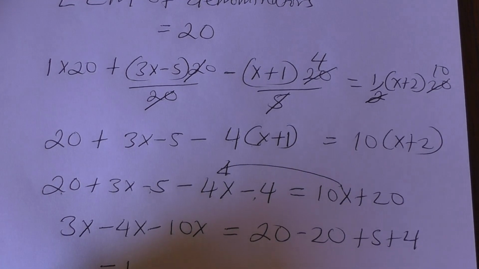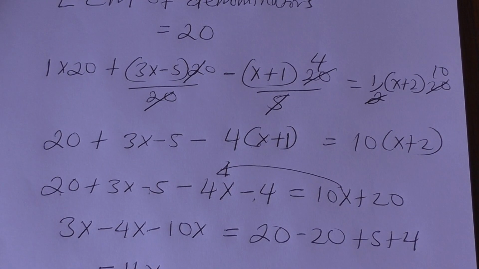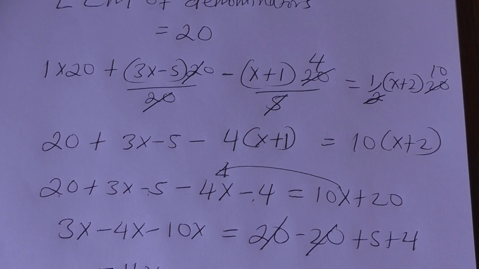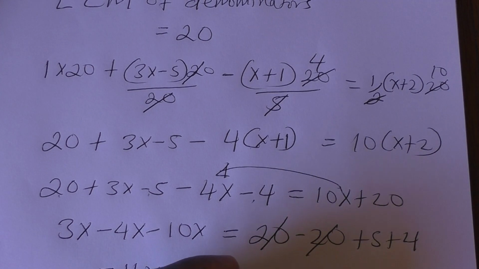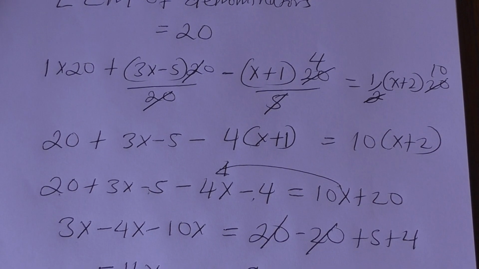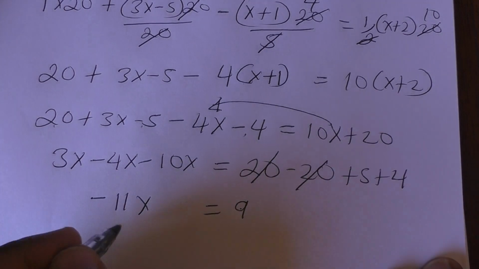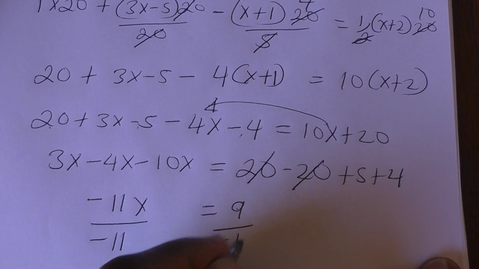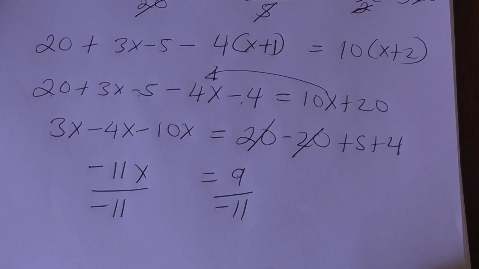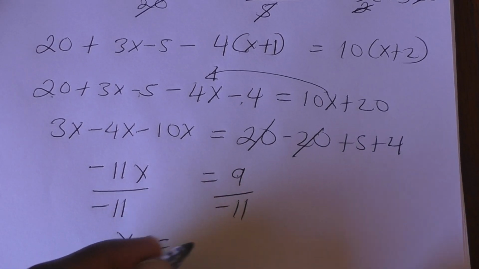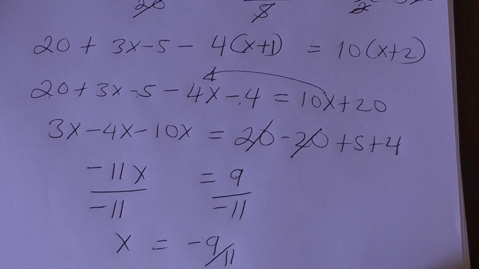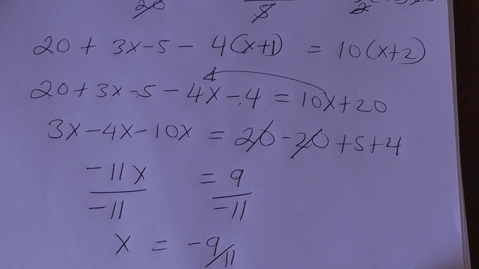So this gives us negative 11x equaling to, 20 will cancel out, so this is positive 9. Then we'll divide through by negative 11, so that we get x as negative 9 over 11. The negative goes up and we end up with that.